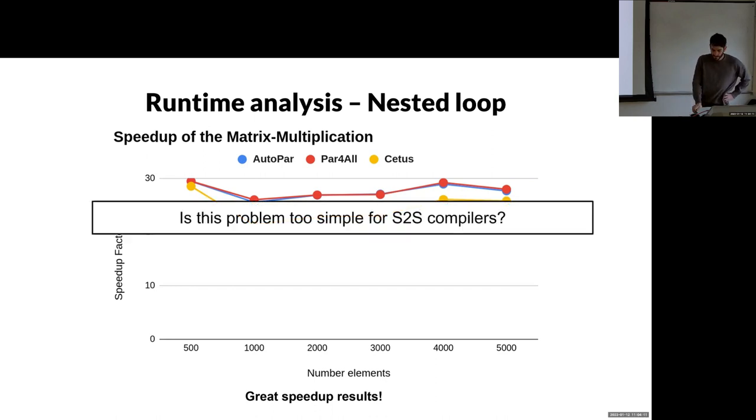Now I'll ask the question: is this actually a too simple problem for source-to-source compilers? Well, yeah, it's really simple. It's just a matrix multiplication. It's the bread and butter of every source-to-source compiler. If it fails completely in this test, then what is it good for?